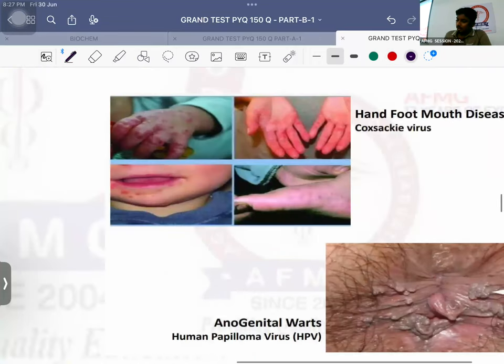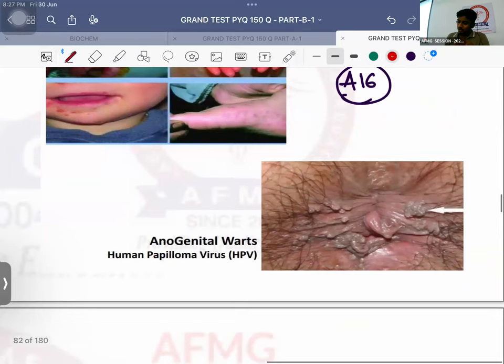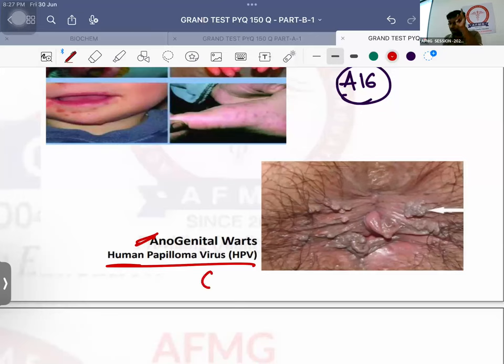Okay? This is hand, foot, mouth disease, when there are lesions in the hand, feet, as well as the oral cavity. Classical question for the exam. It is a case of Coxsackie virus, Coxsackie A16. And these are anogenital warts caused by human papilloma virus. Anogenital warts, laryngeal warts, these are caused by HPV 6 and 11. Most common 6, more virulent 11. But cancers by 16 and 18.